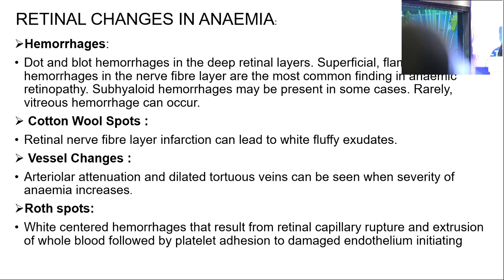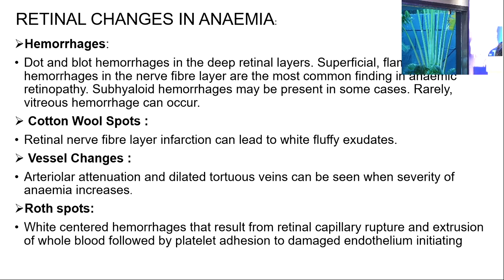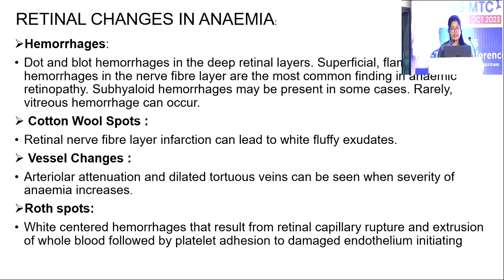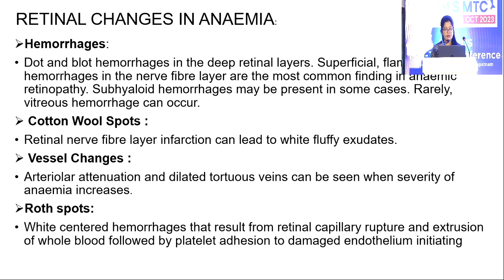Coming to retinal changes in anemia, dot blot hemorrhages occur in the deep retinal layer. Superficial hemorrhages occur in the nerve fiber layer, which is the most common finding in anemic retinopathy. Sometimes subhyaloid hemorrhages may also be present. Rarely vitreous hemorrhage can occur. Cotton wool spots occur due to retinal nerve fiber layer infarction. Vessel changes include arterial attenuation and dilated tortuous veins, which is seen in severe anemia cases.